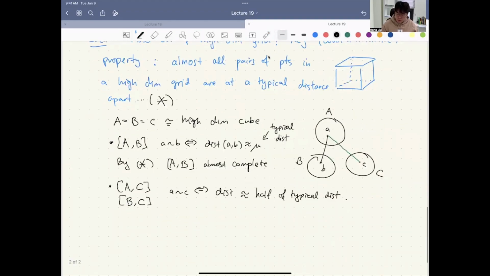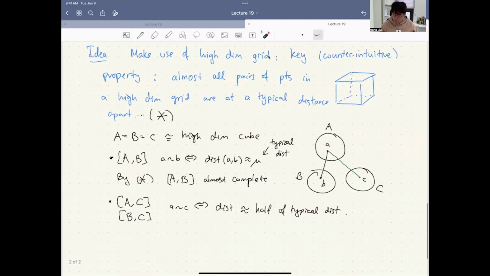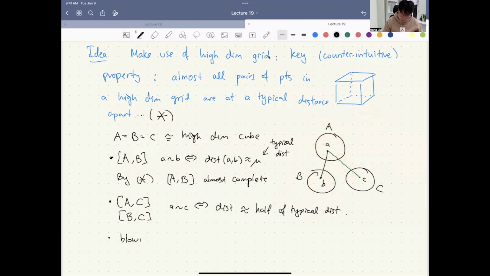First of all, how do we achieve this density 1/2? We know these two parts, AB, are almost complete, while AC and BC are actually very sparse. To boost the edge density to 1/2, you just blow up A and B. Originally A, B, C are of the same size; you blow up A and B hugely. Then AB consists of almost all vertices, the edge density is governed by the edge density of AB, and C is negligible. So we blow up A and B to boost the edge density to almost 1/2.